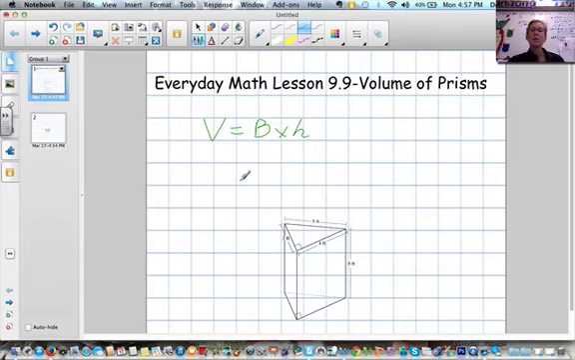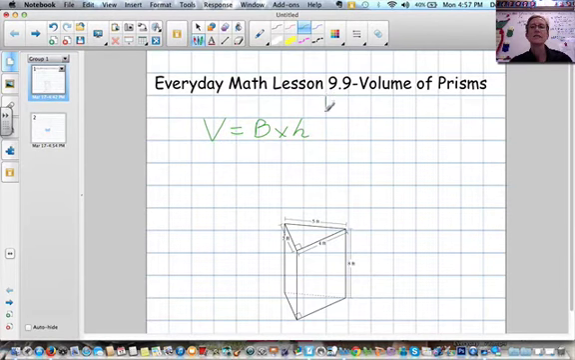And you may have been wondering in the last video, well, why doesn't she just use length times width times height every time? It makes it easy. It does, except that in this case, that wouldn't work. We're going to find the area of the base, and in this case, the base is a triangle.